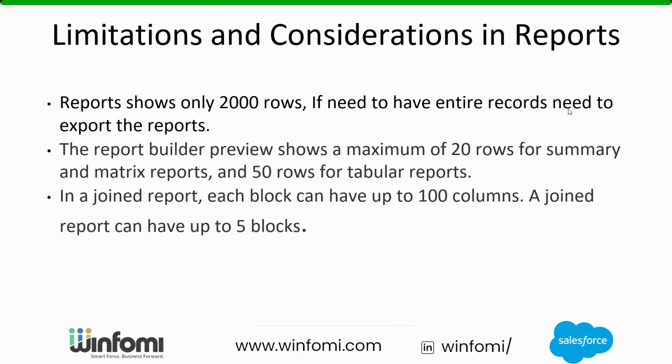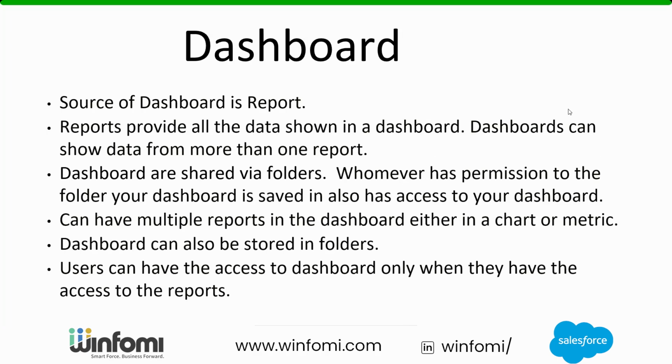As I said earlier, reports can only show a certain number of rows and a certain number of fields. Reports can show only 2000 rows. If we need to see the entire records, we use the export options. In preview, in summary and matrix reports, we can see a maximum of 20 rows, and for tabular reports, we can have 50 rows. In a joint report, we can have 100 columns, but only 5 blocks.